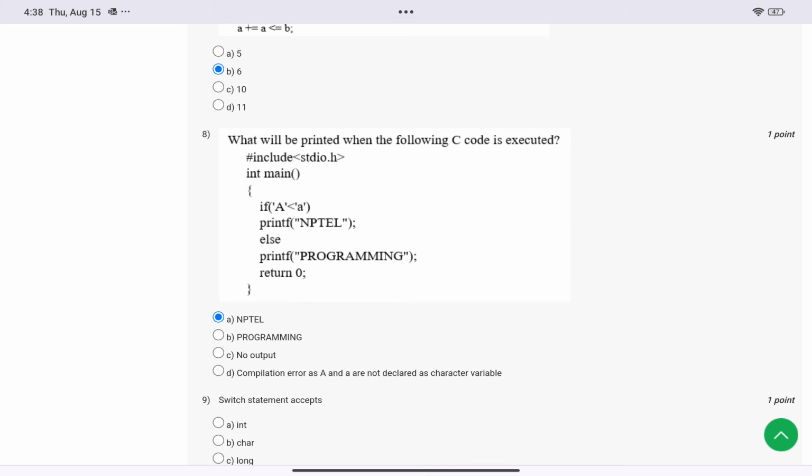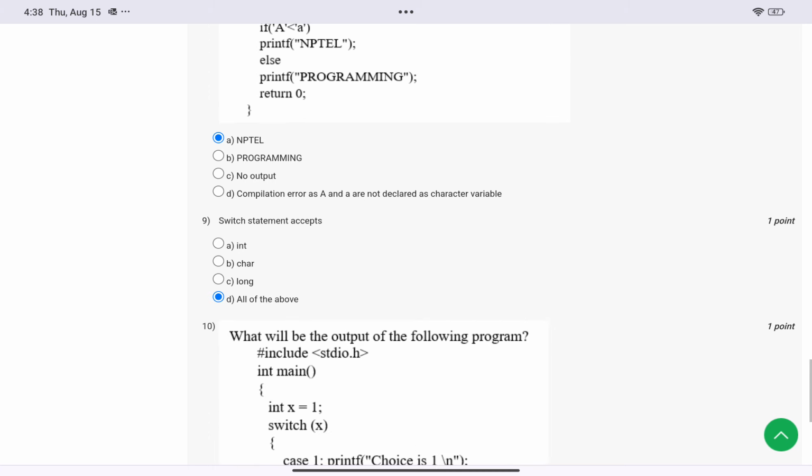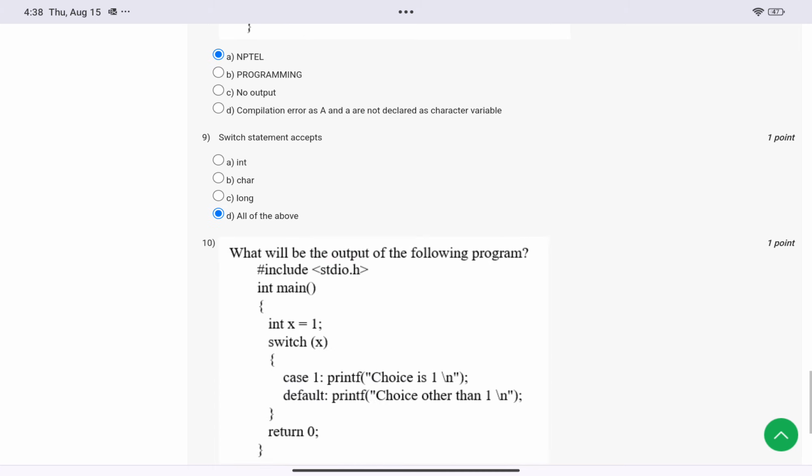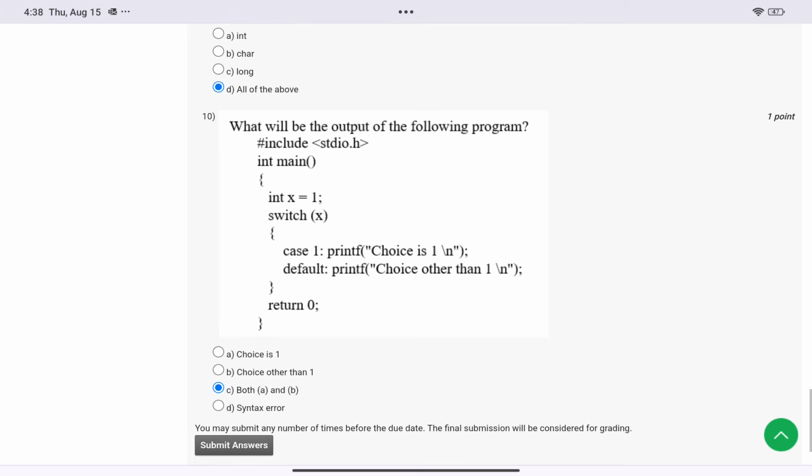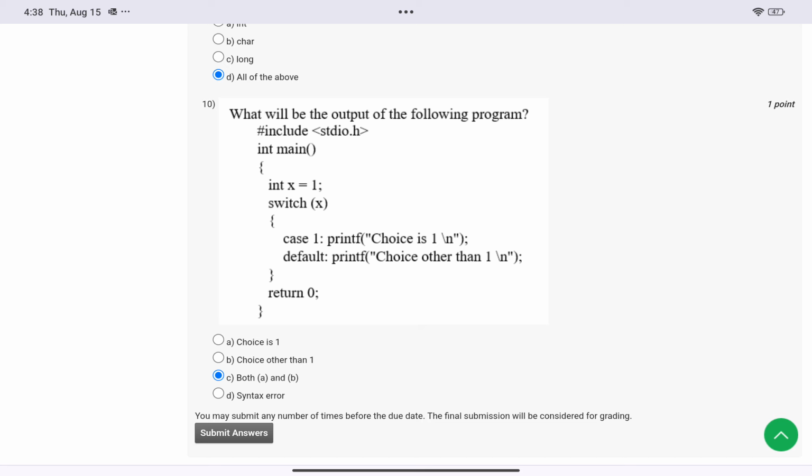And the 8th program, he is asking, the ASCII value of capital A is 65 and the ASCII value of small a is 97. So A is less than a, so NPTEL will print. Now the 9th question, the switch statement will work for integer, character and long, so all of the above. Now question number 3, what will be the output of the following program? You can see that case 1 they have given, but after that there is no break statement, so the default also will work. So the answer will be A as well as B.